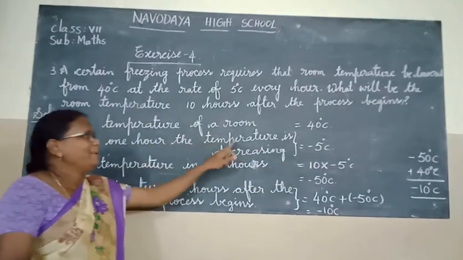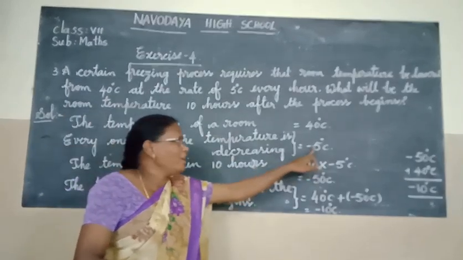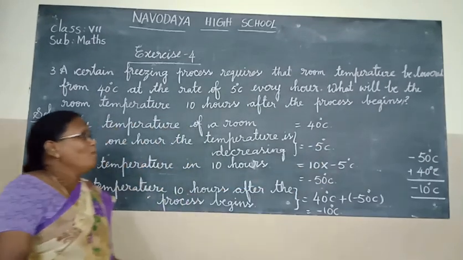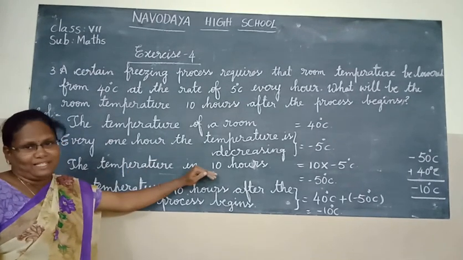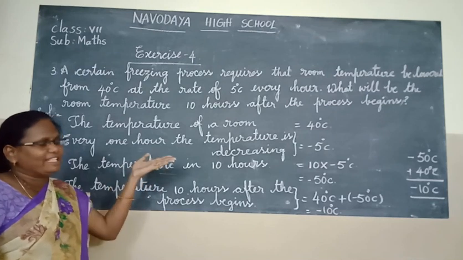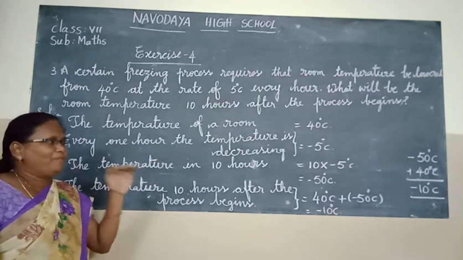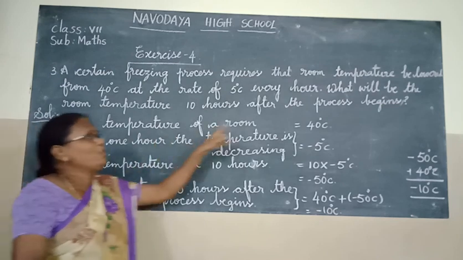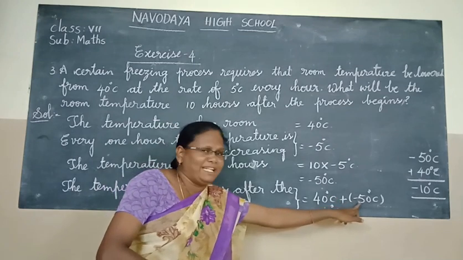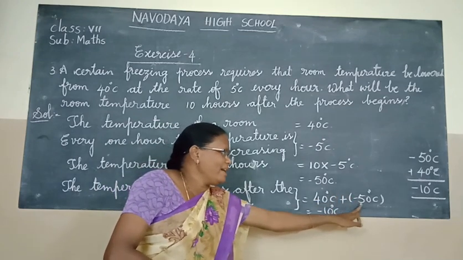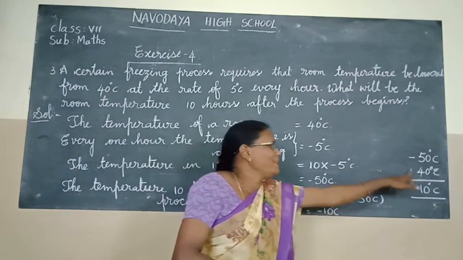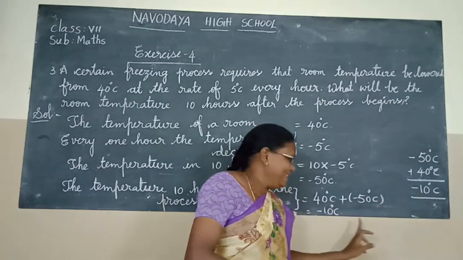Every 1 hour the temperature is decreasing. How much? Minus 5 degrees Celsius. Here they asked the temperature in 10 hours. For 10 hours how much temperature is decreasing? 50 degrees centigrade. What is the actual room temperature? 40 degrees centigrade. 40 plus of minus 50. Plus into minus, 40 minus 50. 40 minus 50 is equal to minus 10 degrees Celsius.